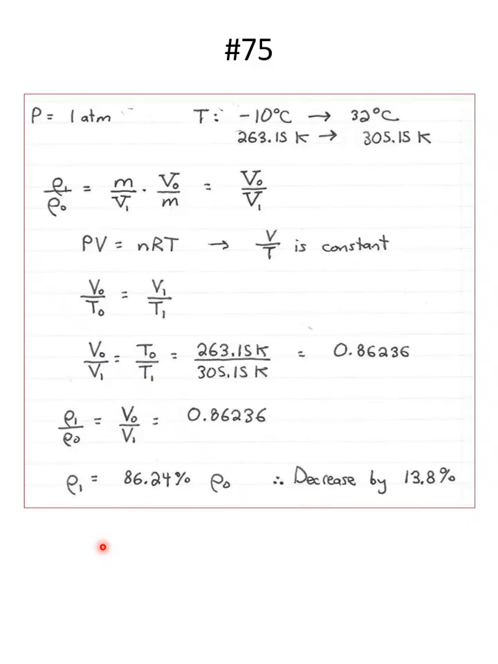We go back and read, what did the question ask? It asked, by what percentage does the density change? So if it's 86.2% of what it used to be, then it has decreased by 13.8%.